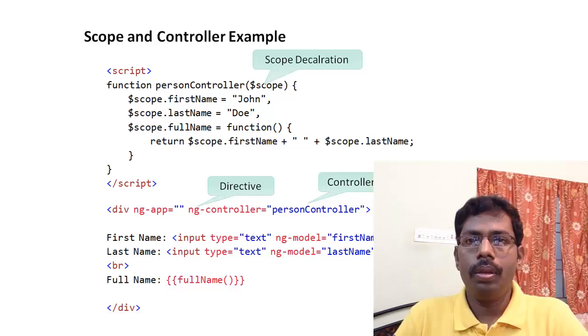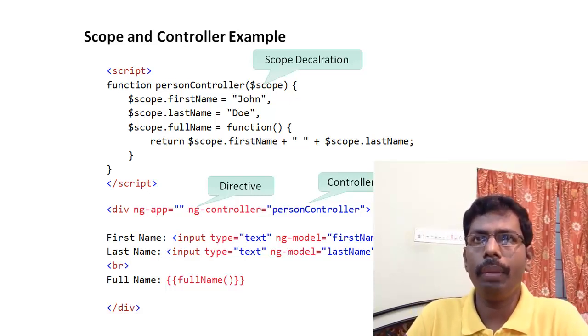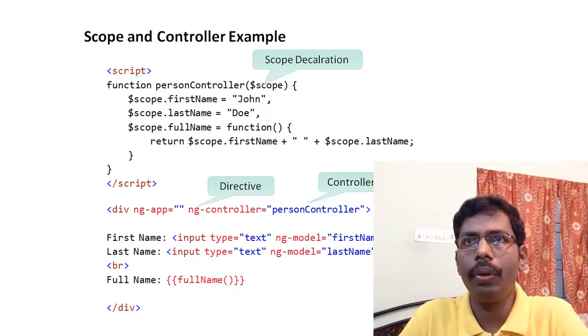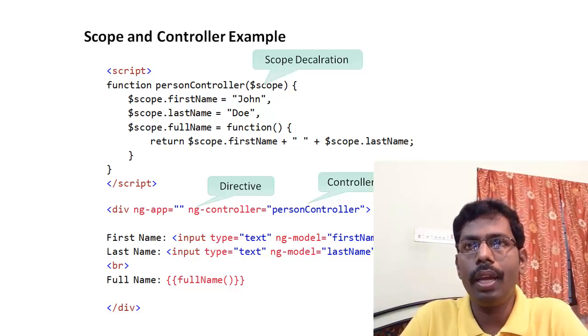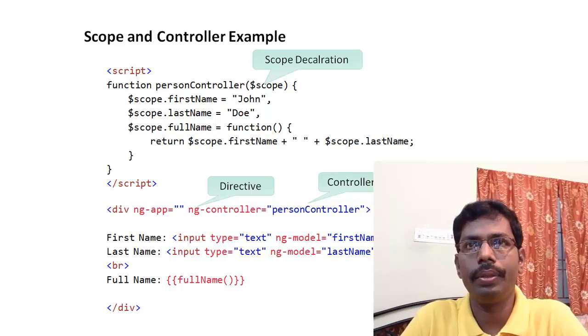The next one is controller methods. The example demonstrated a controller object with two properties, lastName and firstName. A controller can also have methods, which are functions as object properties.